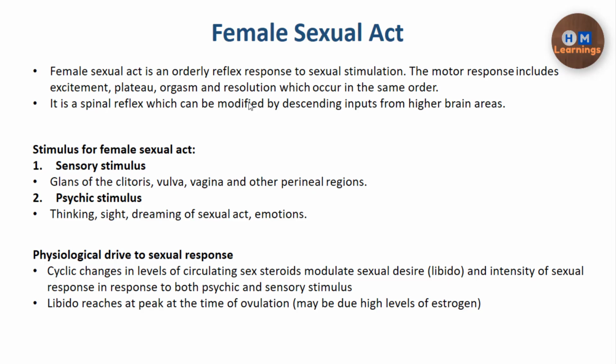In the female, the sexual desire changes with the cycle, and this is because there are changes in the level of the sex steroid hormones, majorly estrogen. When the estrogen is at its peak level, like during ovulation, estrogen acts as a positive modulator of the sexual desire in the female. So at that time, there is an increase in the sexual desire. Such modulation is not seen in the male. So this libido, which is modulated by the levels of estrogen, can modulate how the female responds to sensory stimulus and psychic stimulation.